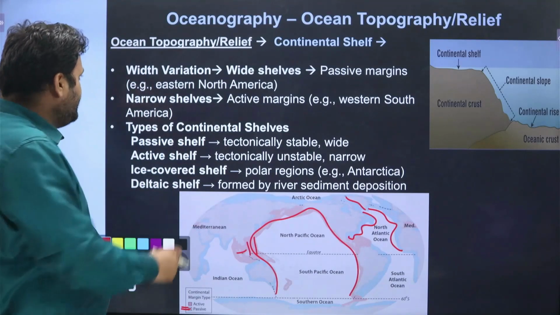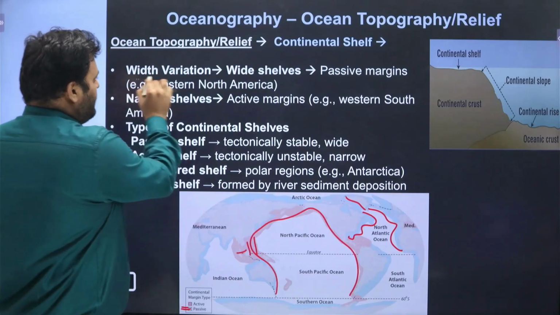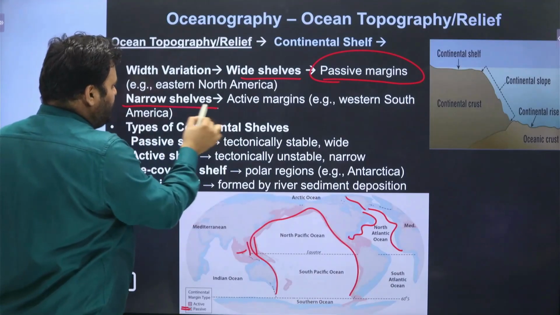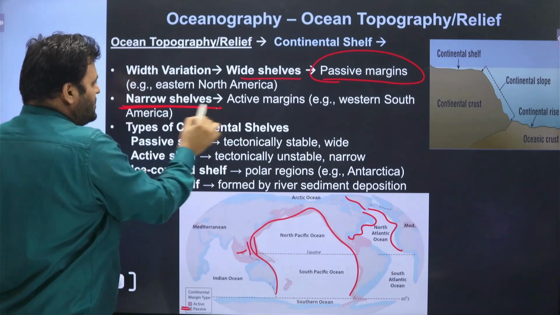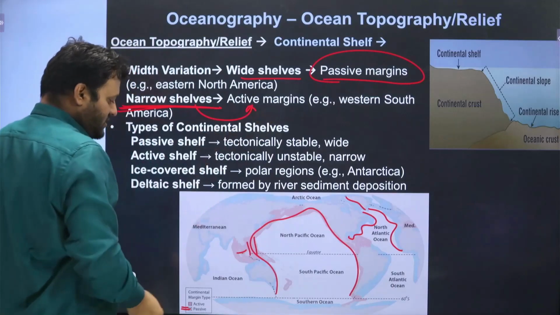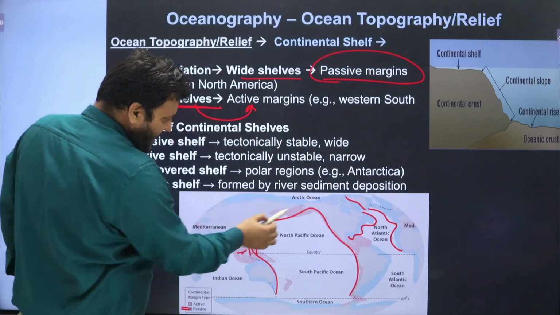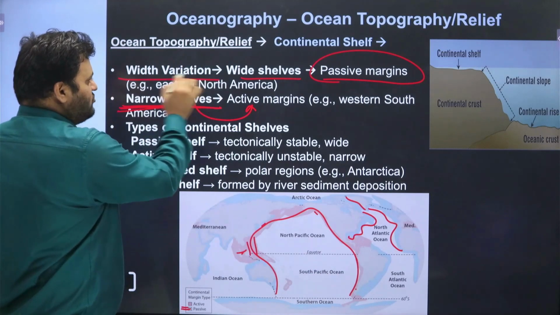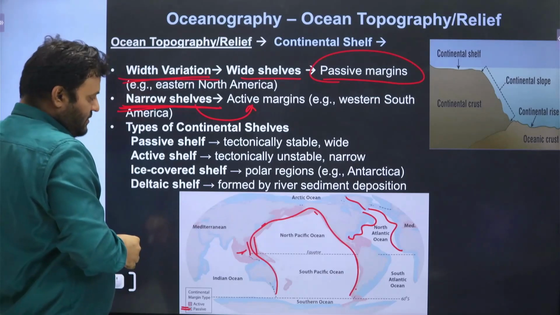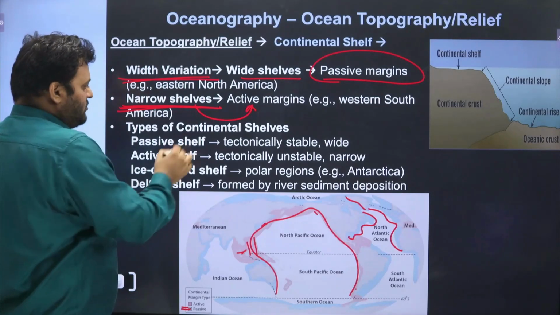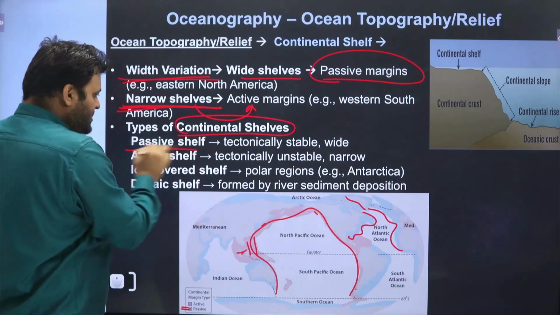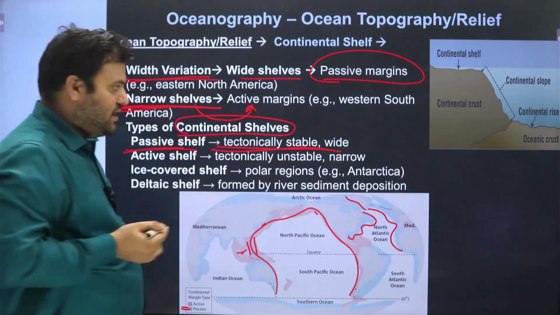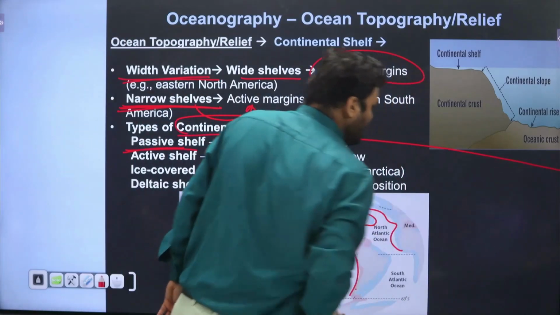So this width variation is basically because of the passive margin. And narrow shelves you will see wherever you have an active margin. So here you can see that we have an active margin, the Pacific Ocean. And the more width is there when it comes to a passive margin. Now, on types of continental shelf: a passive shelf means tectonically stable, and it will be more and more wider. It will be like this, more wider.